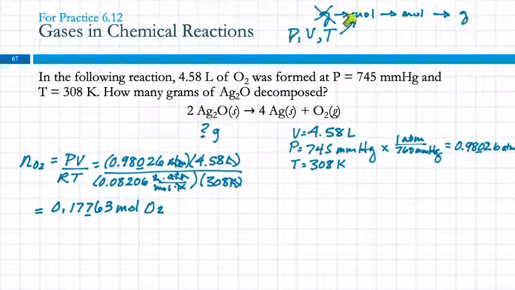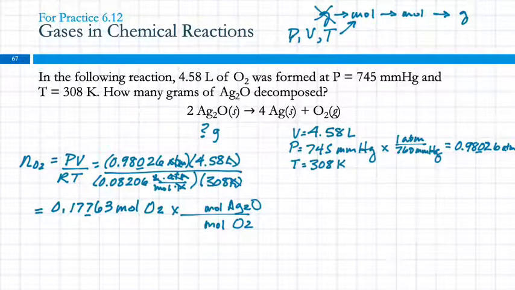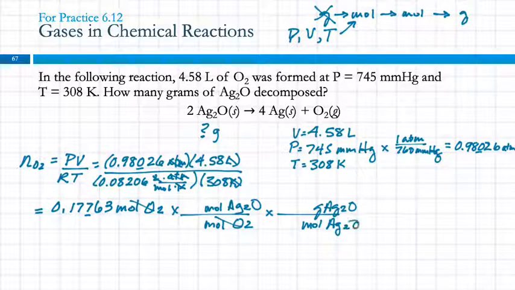So now we're here. So we can go from moles of oxygen to moles of the other thing. So moles of Ag2O, and I'm going to divide by moles of oxygen. So in this stoichiometry problem, I'm using an equation and dimensional analysis. And for moles of Ag2O, I can go to grams of Ag2O. So those cancel out.